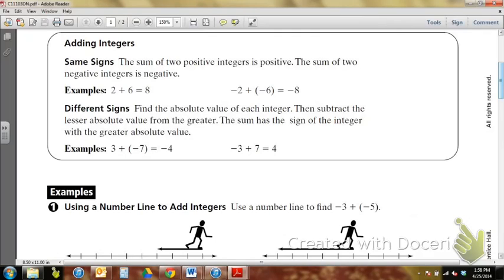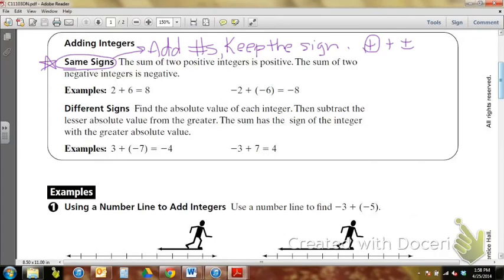If the integers that you're adding have the same signs, what you're going to do is add the numbers and keep the sign. So what that means is that a positive plus a positive, you add them and it's still a positive. A negative plus a negative is still a negative.